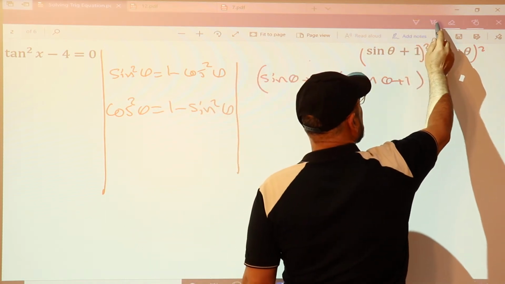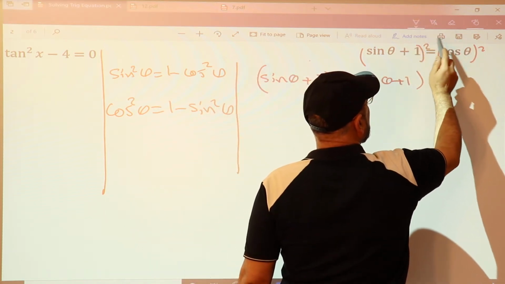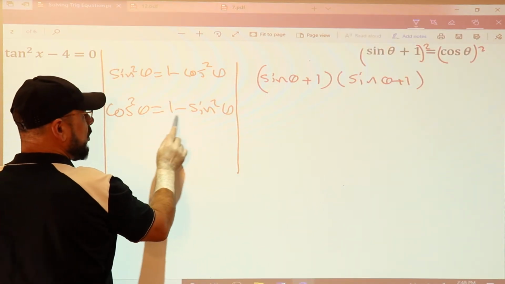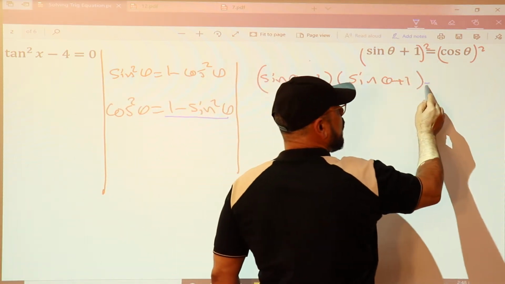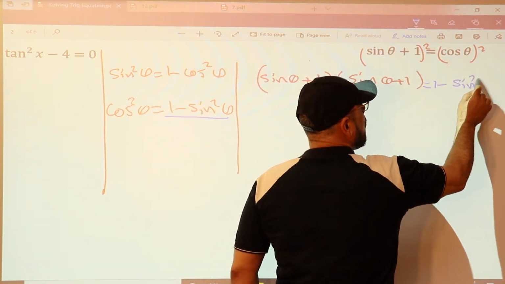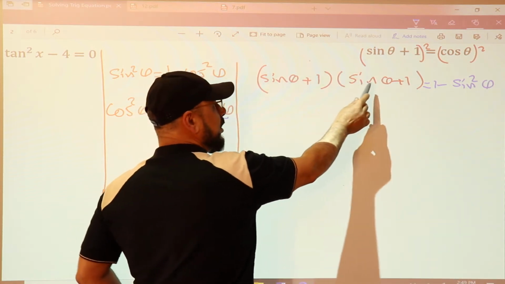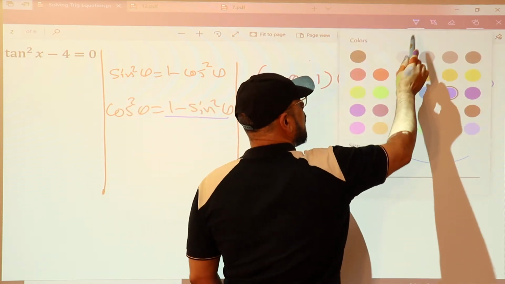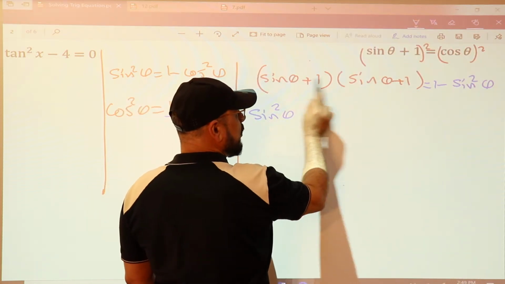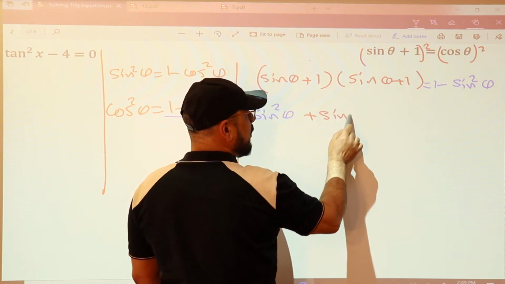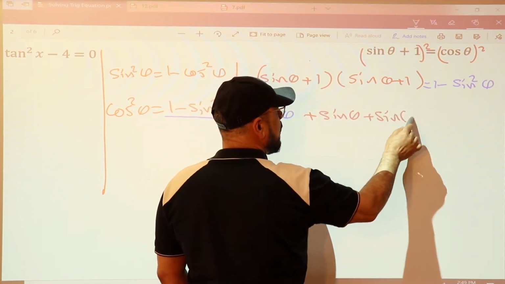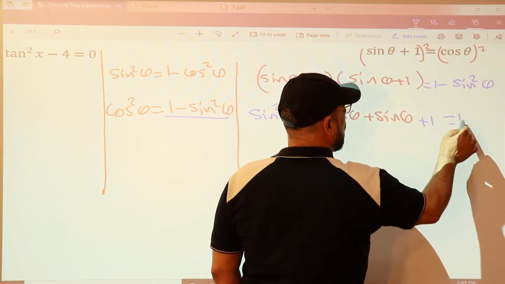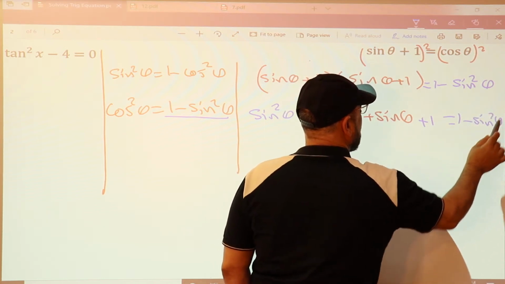Since I have sine, then cosine squared theta becomes 1 minus sine squared theta. Now FOIL this one: sine times sine is sine squared theta, plus sine theta times 1 is sine theta, then again plus sine theta, then again plus 1, equals 1 minus sine squared theta.